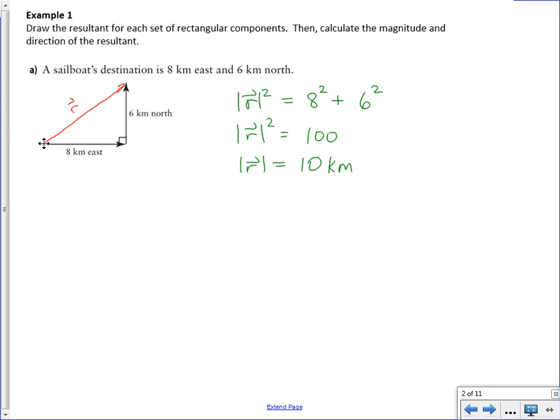If you wanted to tell a person in the sailboat what direction to head, you don't tell them at the end of your journey, oh, you should have traveled this way, right? You want to find the angle at the beginning. So the theta we're referencing will always be with the tail of the vector. The angle will always be with the tail of the resultant. Okay, so there it is. Can I find theta? I can.